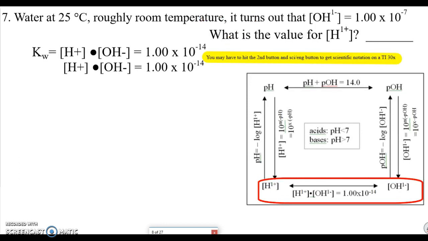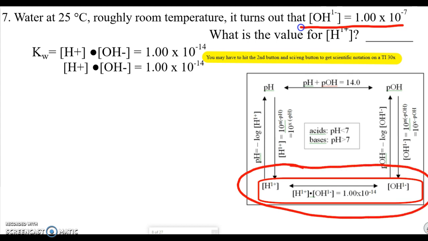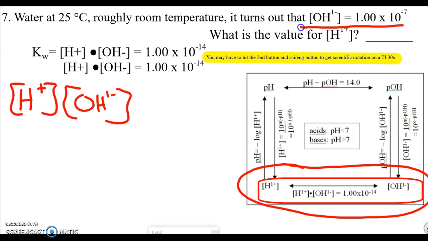So on to number 7. Water at 25 degrees Celsius, roughly room temperature. It turns out that the hydroxide ion concentration is this number right here. What is the value for the hydrogen ion concentration? Well, we're going to use this math that's right at the bottom of this chart. It's on your cover. It's also on this worksheet. So we know that the hydrogen ion concentration times the hydroxide ion concentration equals 1.00 times 10 to the negative 14th. So we just do some algebra.